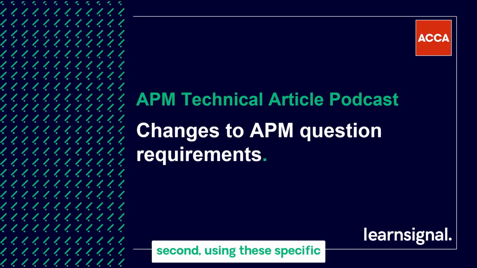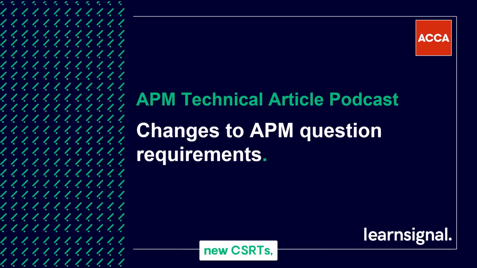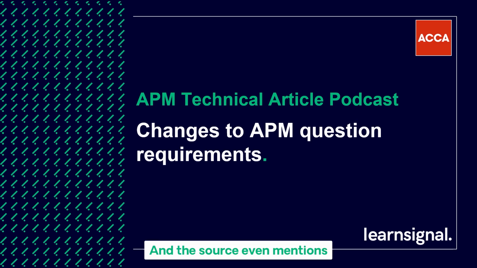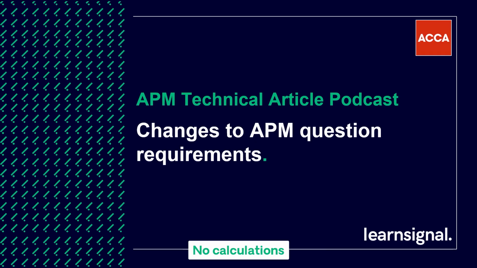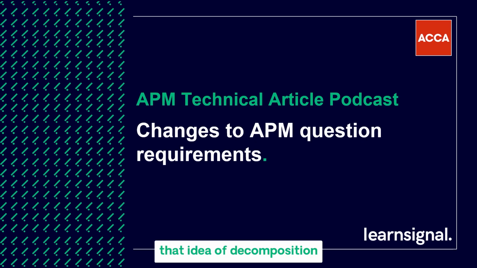Second, using these specific new CSFs, you need to recommend up to 2 justified KPIs for each one. And the source even mentions you can use existing data from an appendix, but you could also suggest new data. No calculations needed right now, though. Wow, okay. That's a huge difference. Isn't it? It highlights that idea of decomposition by verb: justify requires one kind of thinking, recommend another.